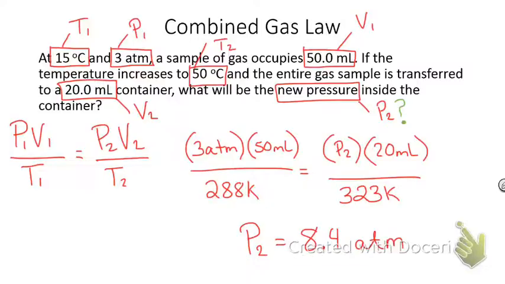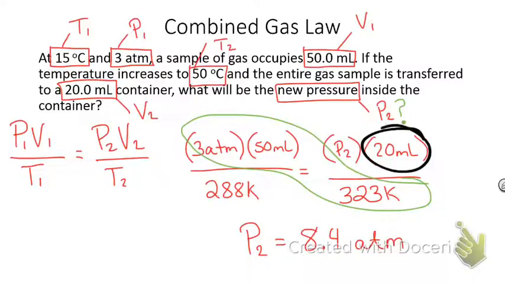Okay, so again, how did I solve that? Cross multiply and then divide by the remaining 2 numbers. The 3 that are circled in green, you multiply, then hit divide by 288 and divide by 20.